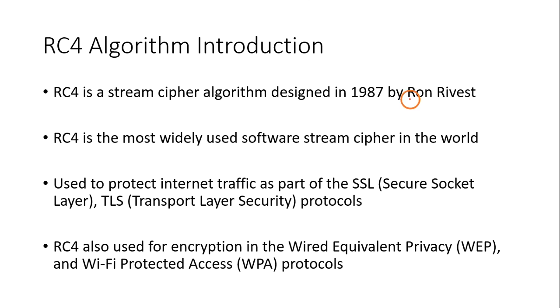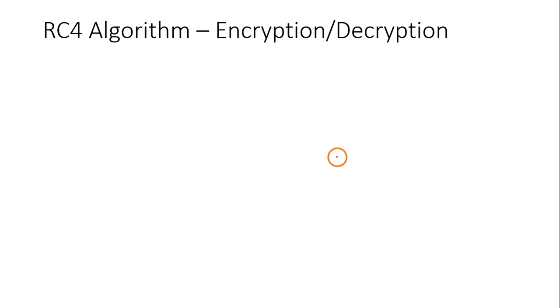So some points about the RC4 algorithm. As I told you, RC4 is a stream cipher, and it was designed in 1987 by a person called Ron Rivest. It is a very famous algorithm because it is used in protocols like SSL, Secure Socket Layer, TLS, Transport Layer Security, and in wireless protocols like WEP, Wired Equivalent Privacy, and WPA, Wi-Fi Protected Access. So it is popular.